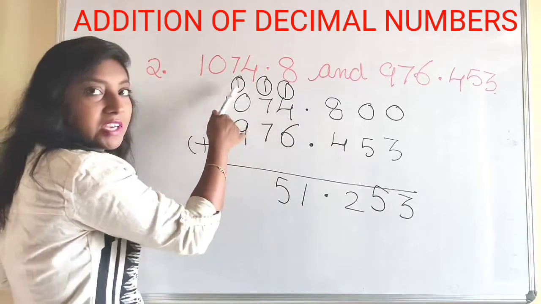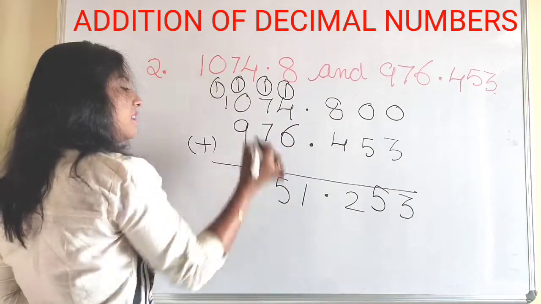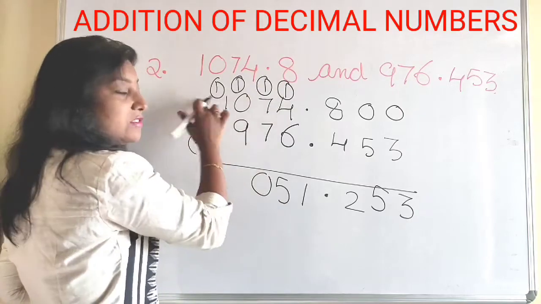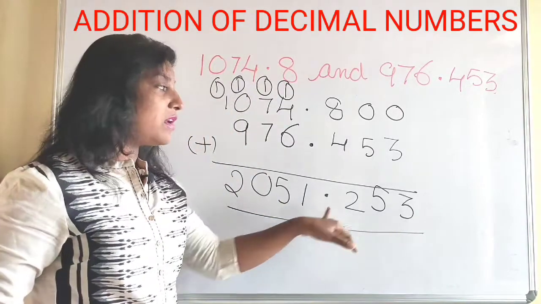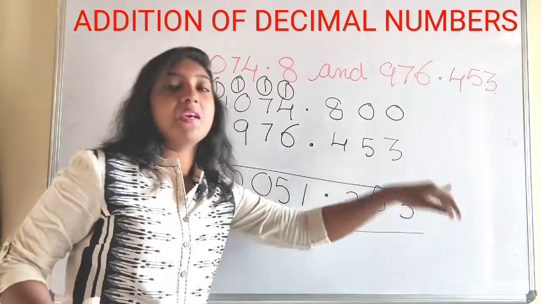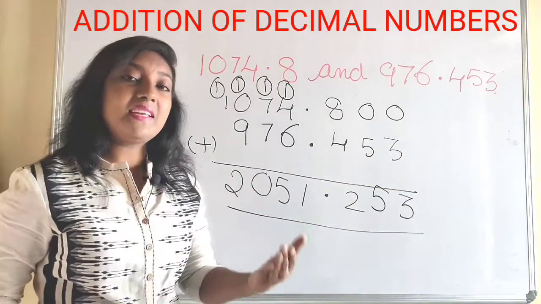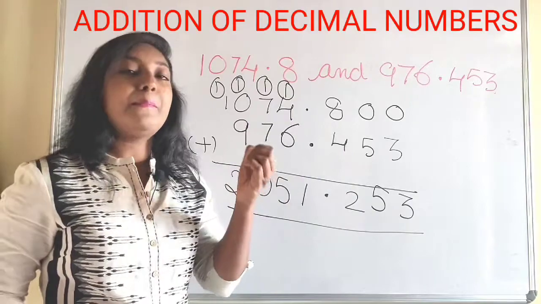And 9 plus 1 gives 10. Again 1 here and 0 here. 1 plus 1 gives 2. So our answer is 2051.253. So in this way we can add the numbers according to the places.